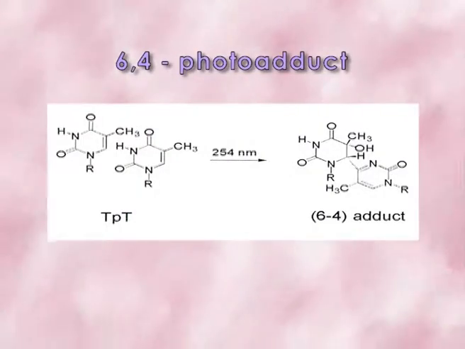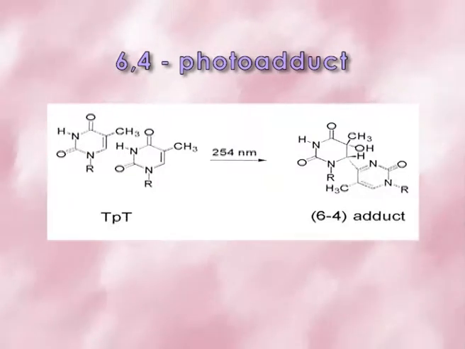The 6,4 photoadduct is another type of photoadduct formed from direct damage to the DNA by UV radiation, and it is formed from the 6,4 pyrimidine pyrimidone complex. It is hydrolyzed by photolyase, but it is not as frequent, found at one third of the former, but it causes much more mutation.